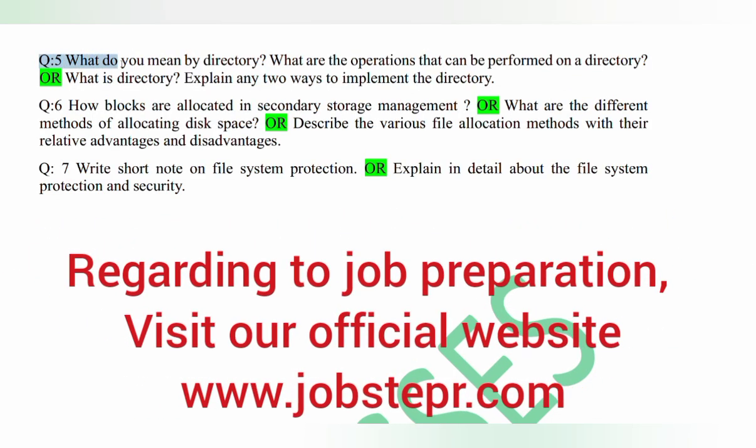Question number 5 is, what do you mean by directory? What are the operations that can be performed on a directory? Or what is a directory? Explain any two ways to implement the directory.